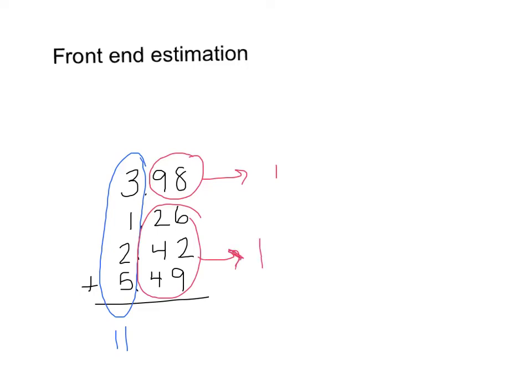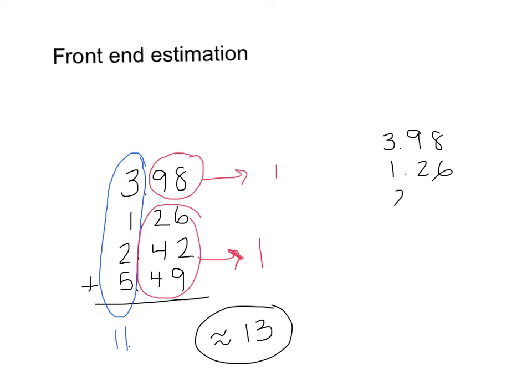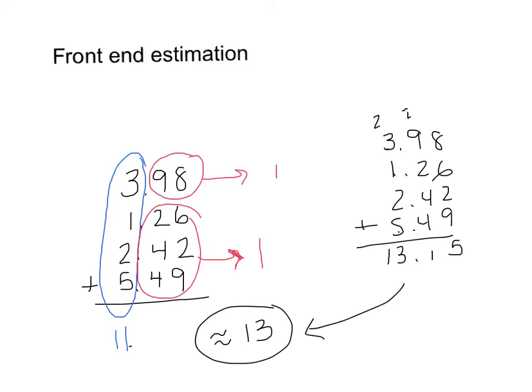So at this point, if I were to estimate what my answer would be, I would do 11 plus 1 plus 1, and I would say it's about 13. Once again, is this exact? No, it's just an estimate. But out of curiosity, let's see how close we are. So if I want to add all these numbers together, let's see. Let me just pull together my answer. I would get the answer 13 and 15 hundredths. So is 13 a fairly good estimate?